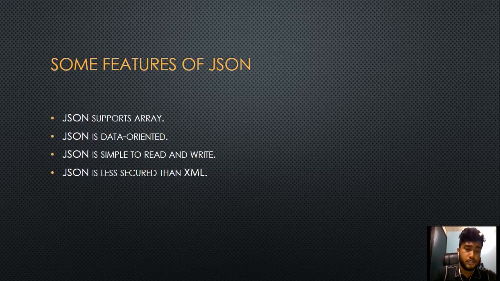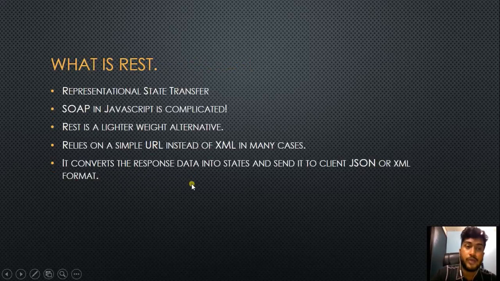So let's see some of its features. First of all, JSON supports arrays, and XML doesn't support an array. That makes a huge difference. JSON is more data oriented, and JSON is very simple to read and write. But there's a drawback to JSON. JSON cannot provide as much security as XML, but it's still good. And JSON is a format that's used by REST.